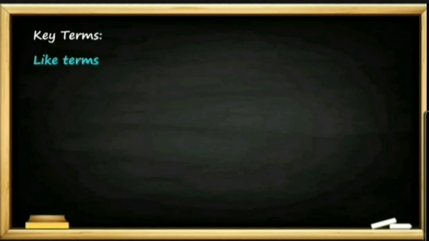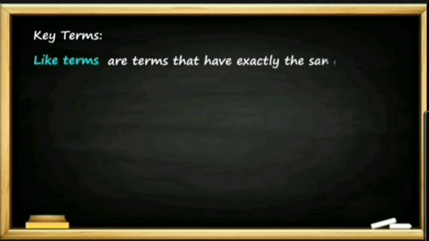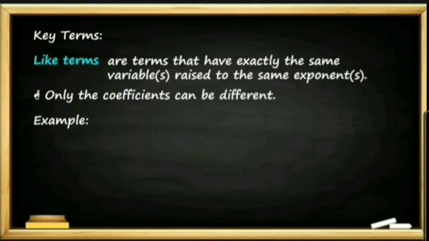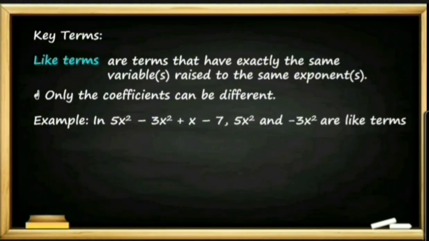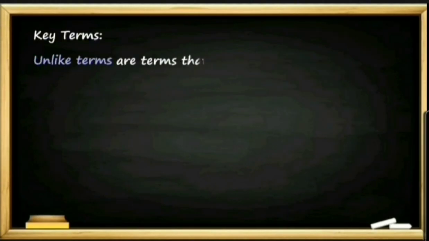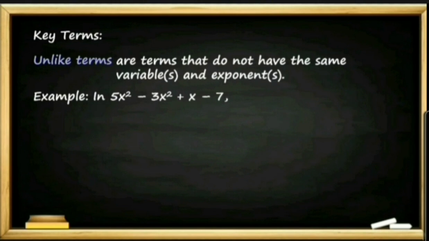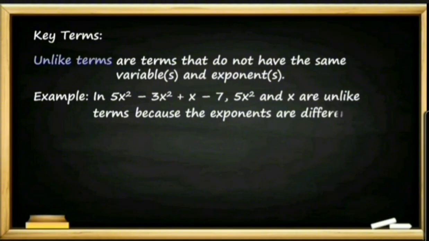Next, let's talk about like terms. These are terms that have exactly the same variable or variables raised to the same exponent or exponents. Only the coefficient can be different. For example, in 5x squared minus 3x squared plus x minus 7, 5x squared and negative 3x squared are like terms because they both have x squared. Finally, unlike terms are terms that do not have the same variable or variables and exponent or exponents. For example, in 5x squared minus 3x squared plus x minus 7, 5x squared and x are unlike terms because the exponents are different. Let's see some examples.